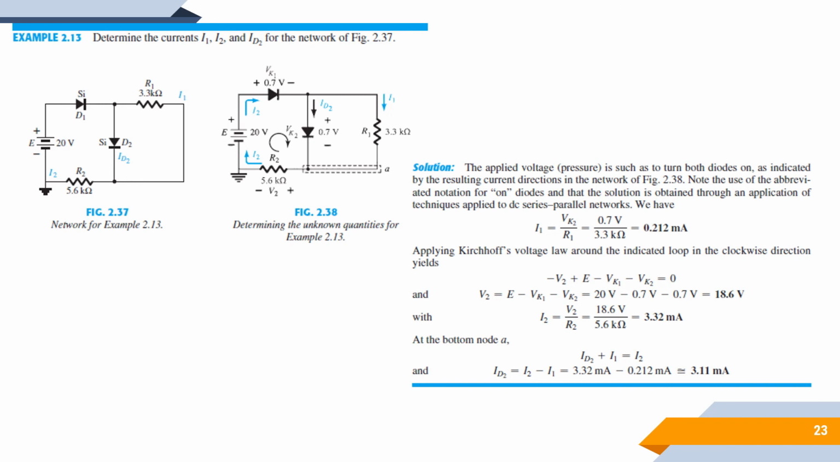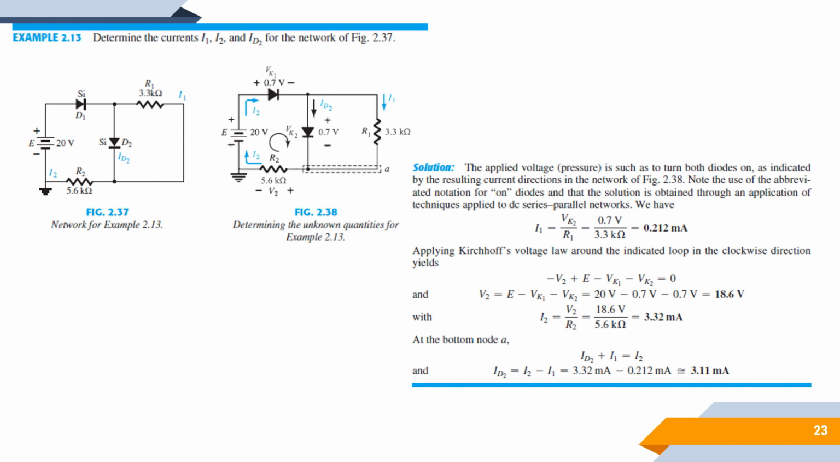Ililipat natin yung V2 sa kabila. V2 now is equals to E minus VK1 minus VK2 is equals to 20 volts minus 0.7 volts minus 0.7 volts is equals to 18.6 volts. Para makuha natin yung I2, equal lamang siya sa V2 over R2. So, 18.6 volts over 5.6 kilo ohms ay magkakaroon ng 3.32 milliampere.